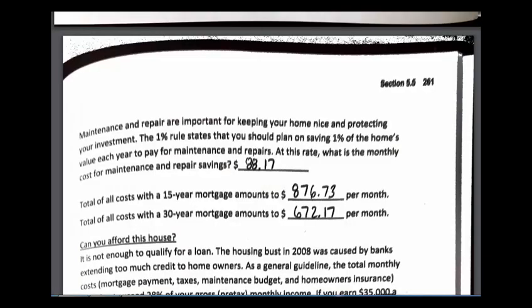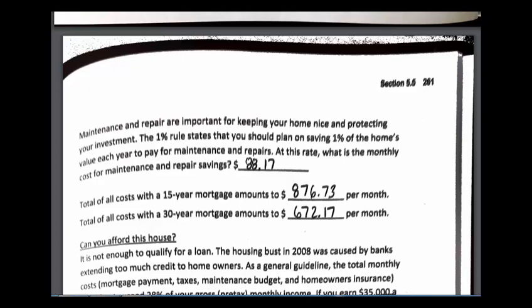Okay, taking a look now at maintenance. We use the 1% rule for maintenance, and if we take 1% of the sale price and divide it by 12, we'll get $88.17. Now what we want to do is get the total monthly costs for both the 15-year and the 30-year mortgage.